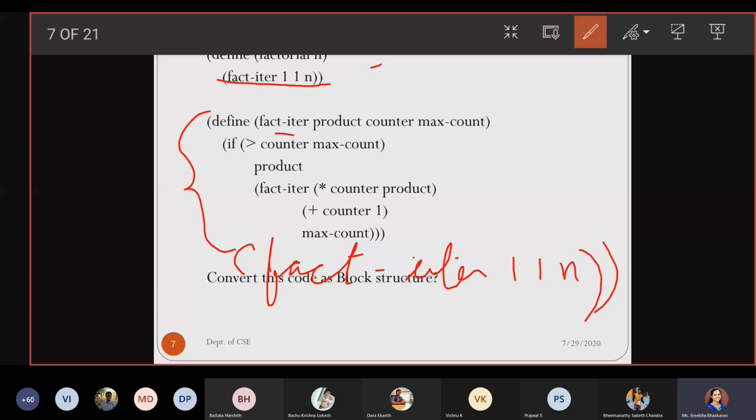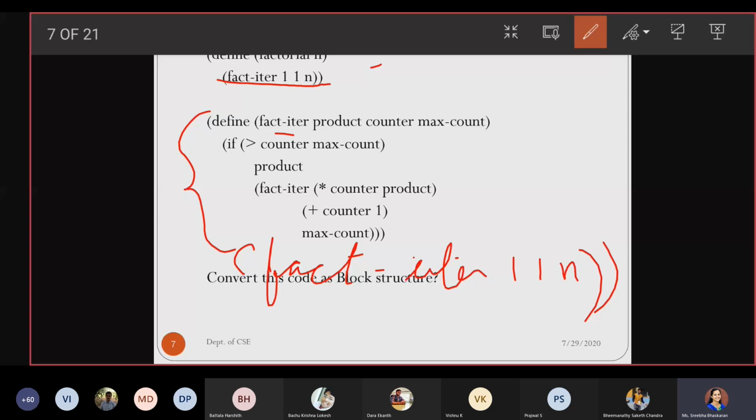So what is the advantage of going with this block structure? What is the need for it? If you see here, from your fact n procedure, you are calling your fact ITR. So say your n is 3. Fact 3 you are calling. So what happens? Fact ITR 1, 1 and 3 it will be.